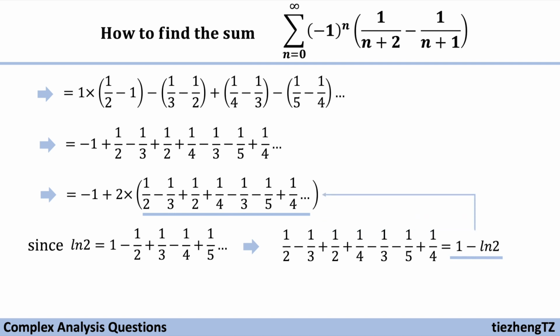So we can write down that the given equation equals minus 1 plus 2 times (1 minus ln 2), and it equals 1 minus 2 times ln 2, which is the solution.